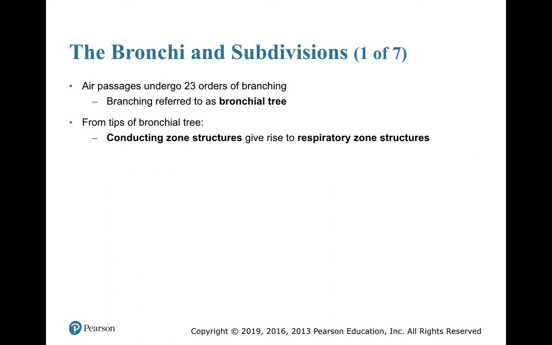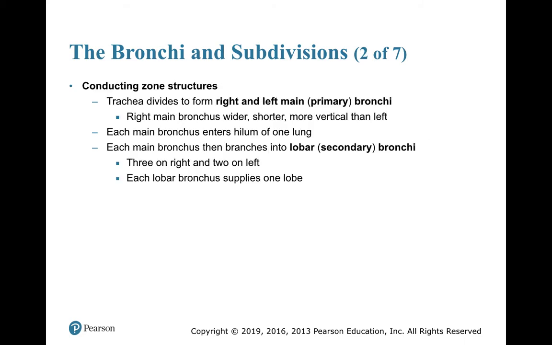The bronchi, or air passages, as I said already, divide twice at the beginning. Then they continue to divide another 23 orders of branching. And that gives us a bronchial tree. From the tips of the bronchial tree, we have the conducting zone structures that will lead to the respiratory zone structures. The conducting zone structures first form the right and left primary bronchi.